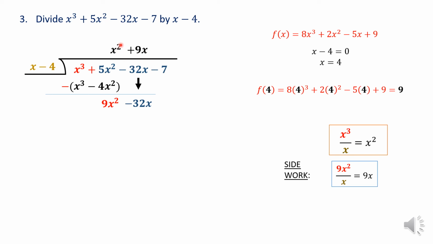And can you also see that the terms in the quotient are also decreasing? That is x squared, this is x to the power 1. So I do expect a constant, the number, to also follow after that 9x.